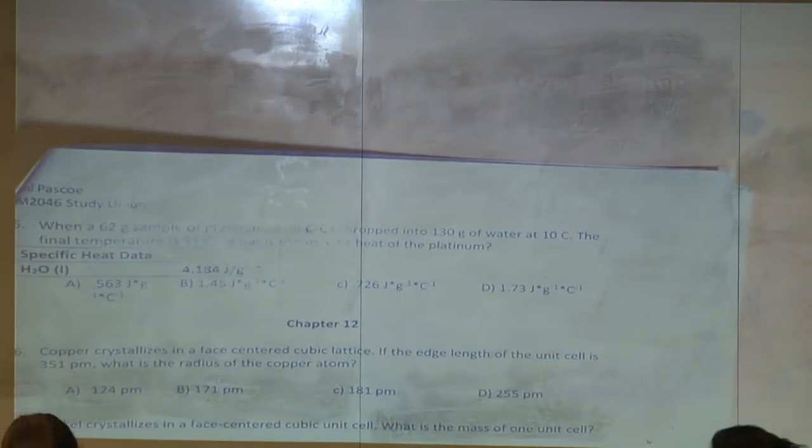Now we're going to go on to 6. All right. So we're looking for the radius of copper. For this one, you need to know the edge length for a face-centered cubic.